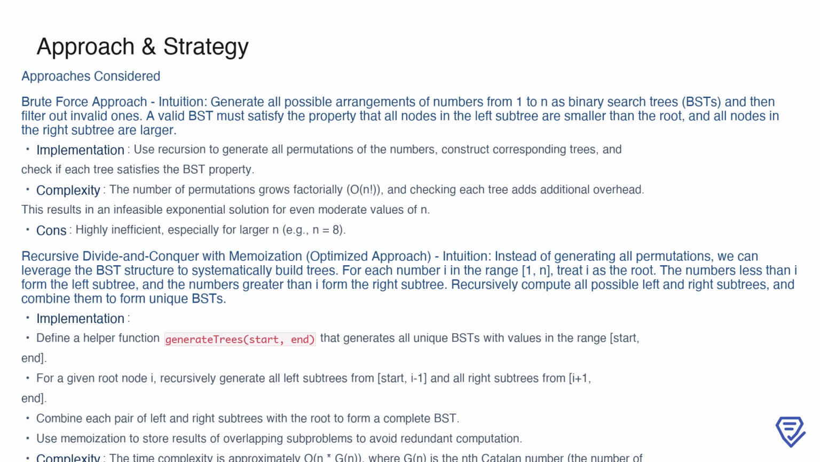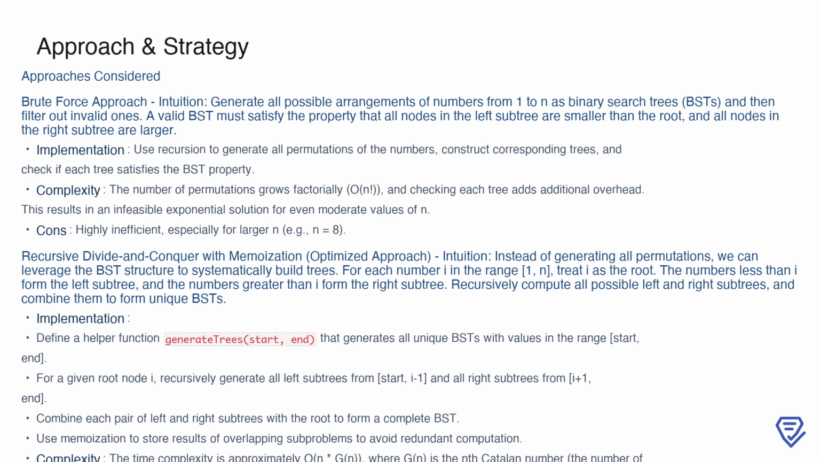The number of permutations grows factorially with n, leading to a time complexity of O(n!). Additionally, the overhead of checking each tree for validity adds even more computational burden. As a result, this method becomes infeasible for larger n, such as n equals 8, due to its exponential growth and complexity. Instead, we turn to an optimized approach based on recursive divide and conquer with memoization.